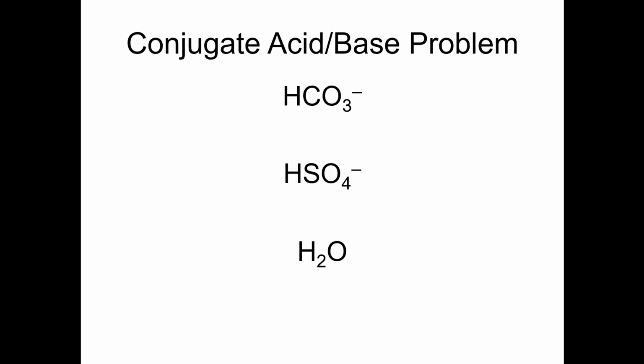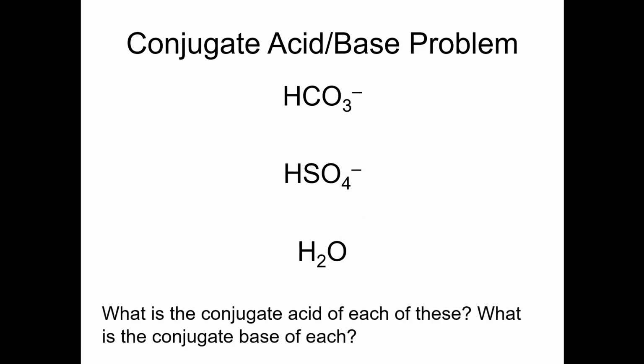So given that that's the case, let's go back to those amphoteric species, because this makes a great problem. Because these can go in either direction, each one of these has a conjugate acid and each one of these has a conjugate base. So the question to you is, take a look at these three species and see if you can write down what the conjugate acid of each of these three species is. Okay, so what is the conjugate acid of each? What is the conjugate base of each?